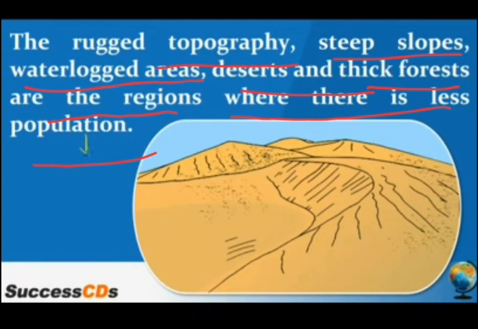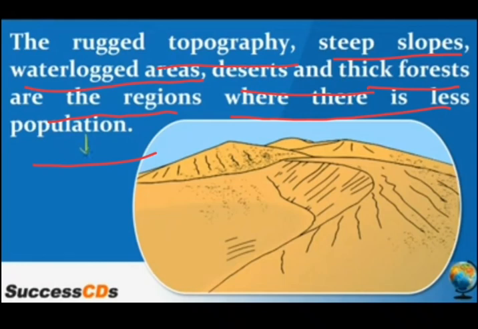Okay, so which ones? Yes, the rugged topography, steep slopes, waterlogged areas, deserts, thick forests are the regions where there is less population. बात कर रहे हैं हम कि आपकी less population जो है, जहाँ अलग अलग climate conditions होती है, आपकी steep slopes होता है, आपके water logged areas हैं, desert हैं और thick forest हैं. Okay, so these are very uninhabited.